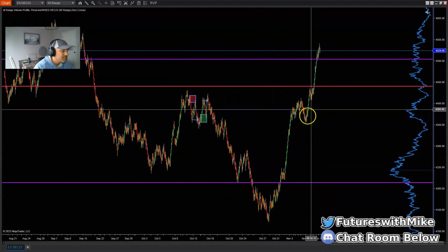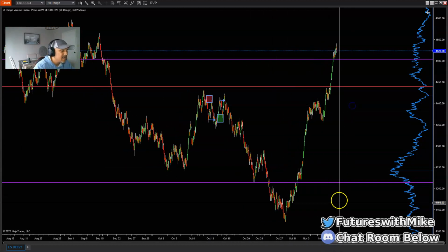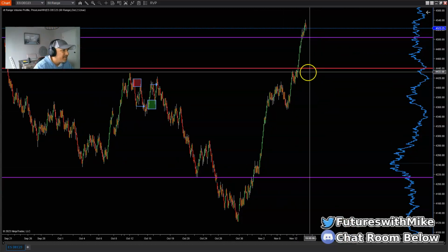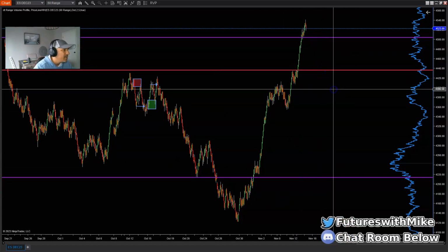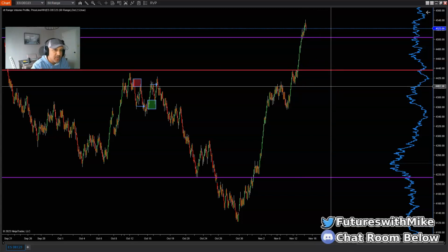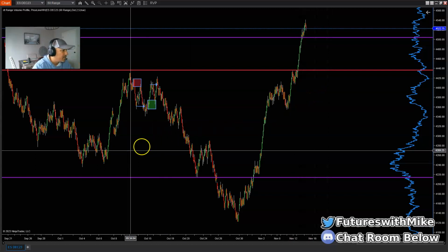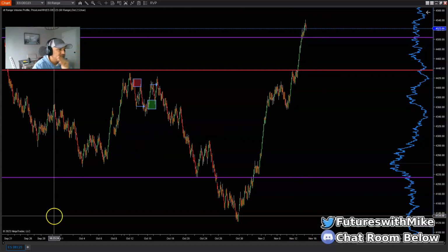Why? Because we broke structure to the upside and we're making higher highs and higher lows. Now, again, we haven't tapped or pulled back into any key area of demand on the higher time frame. But still, because we're bullish on the higher time frame, we can look for directional plays or setups on the lower time frame at key areas of demand.